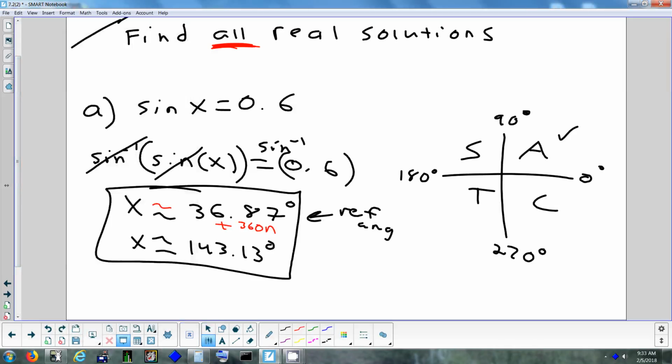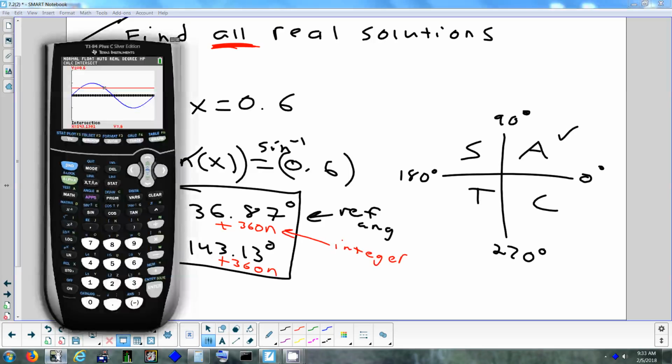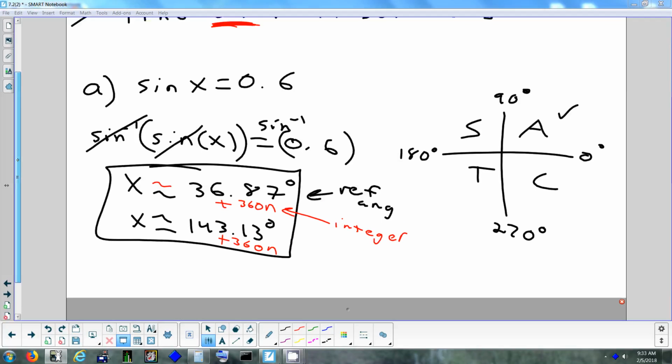That means if you add one multiple of 360 to that, you will get the next answer. If you add two multiples of 360, you get the one after that. You can add any multiple of 360. And the same thing here. And technically, you can subtract multiples of 360. If you wanted to get the answer before that one, just pretend n was -1. If you go 360 degrees before 36.87, you'll get another answer off the left side of the screen.